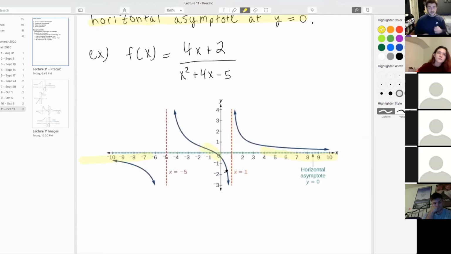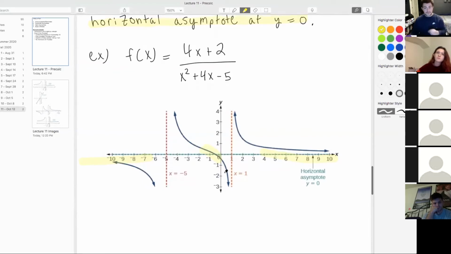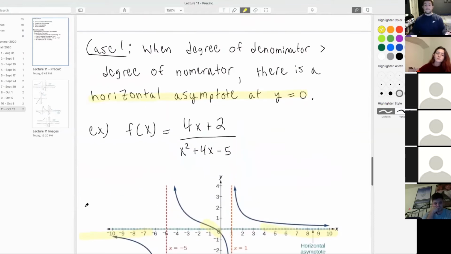It's a common misconception, but graphs can cross asymptotes. All right, so that's case 1.